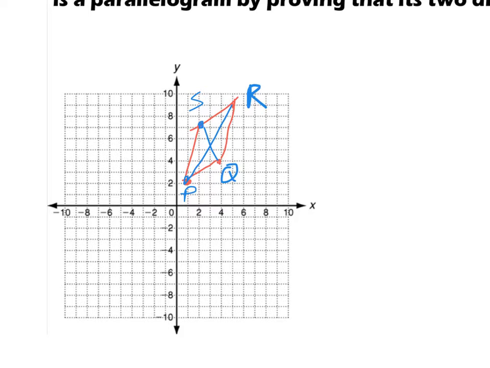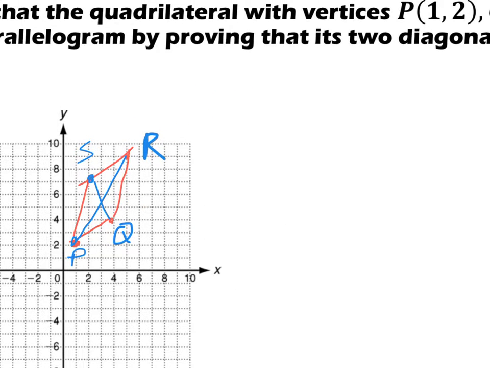So which one is going to show me that one diagonal cuts the other one in half? Bisects it. The midpoint. So which 2 points am I going to use? Where are my diagonals? PR and SQ. Perfect. So how many times are we going to do the midpoint formula? Twice. I think you should follow the way that I'm doing this, because it will minimize mistakes. I'm going to say S and Q first.